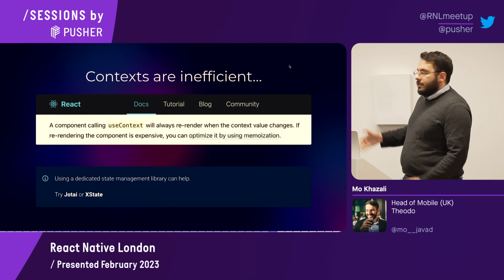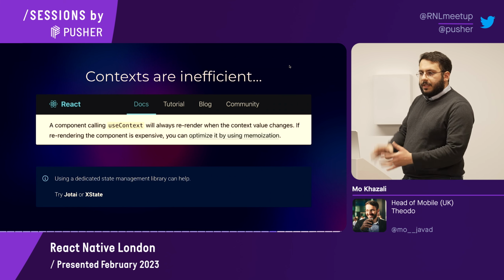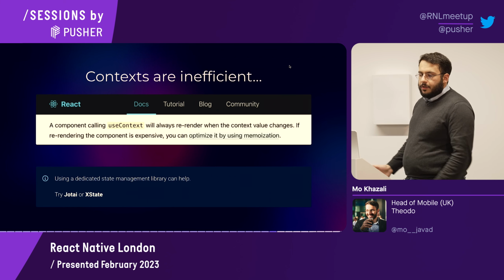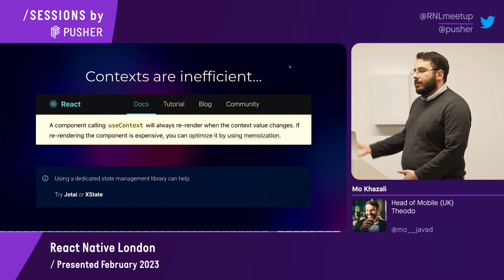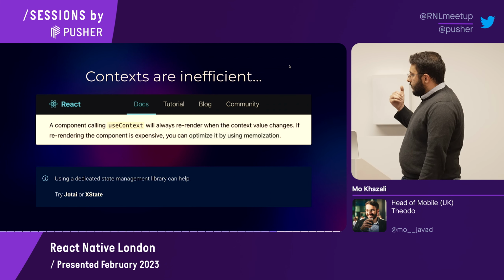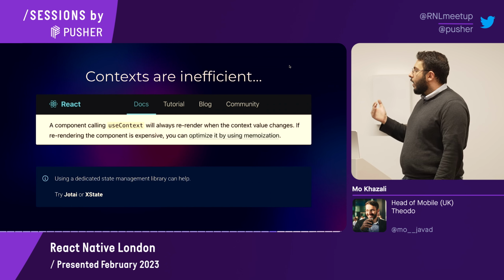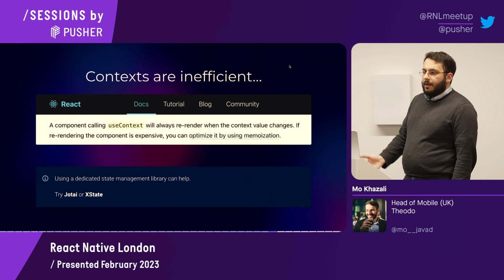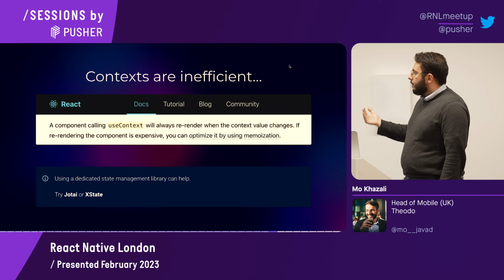You can use memoization. You need to go through and optimize it yourself for each context. Again, you're having to make a lot of those decisions on when things render and when things don't render. A better solution is to use a dedicated state management library. And for these multi-page forms, they can really help.